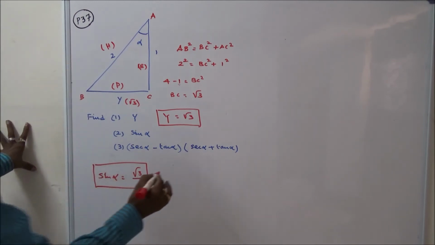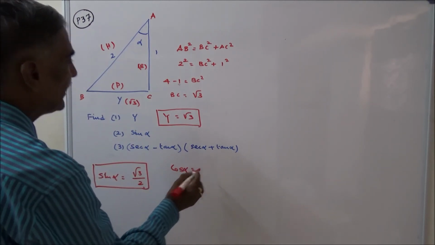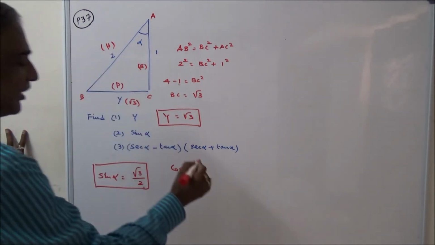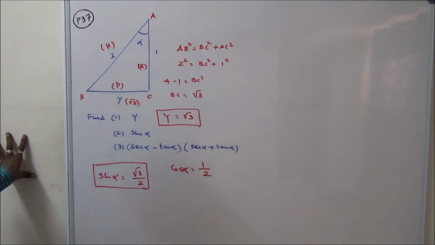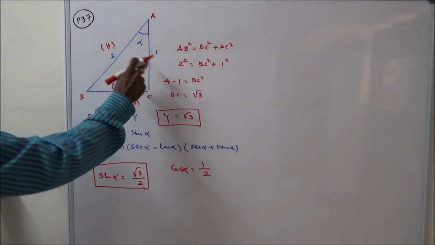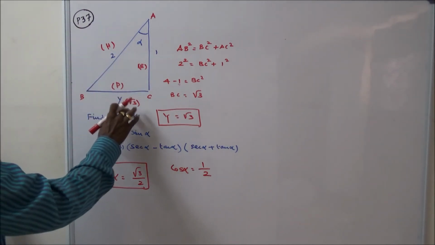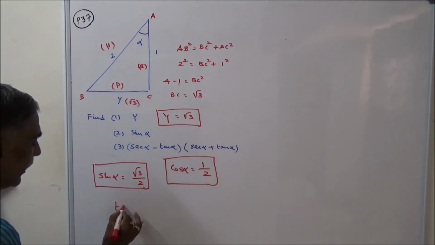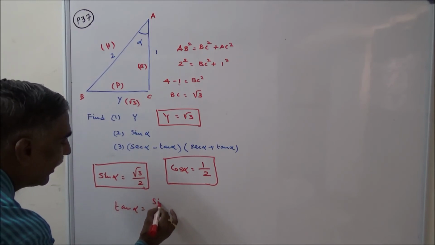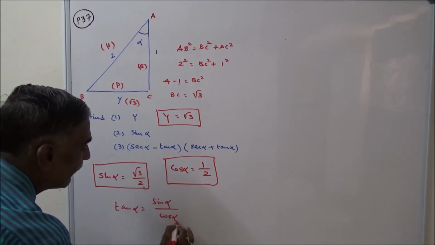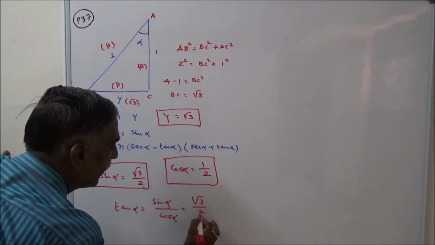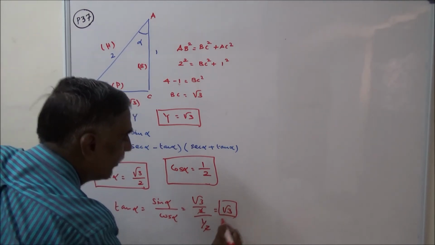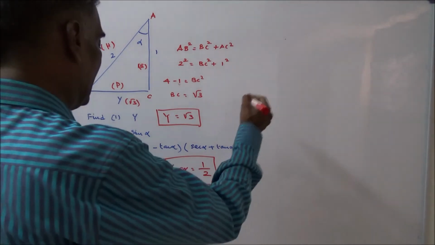Now I can find cos alpha. Cos alpha is equal to base divided by hypotenuse. Here base is 1, hypotenuse is 2. So cos alpha is 1 by 2. Sin alpha is root 3 by 2. Now I can find tan alpha. Tan alpha is equal to sin alpha by cos alpha, that is root 3 by 2 divided by 1 by 2. The 2s get cancelled. That is equal to root 3. This is tan alpha.